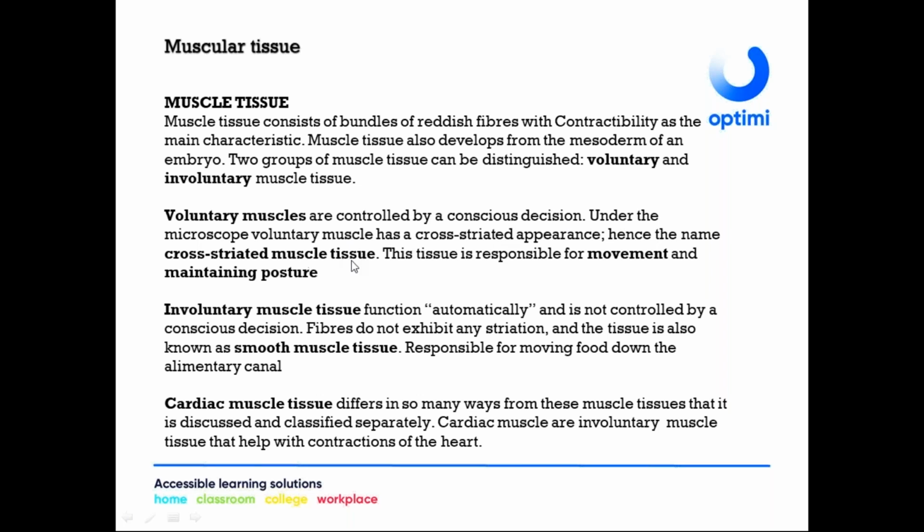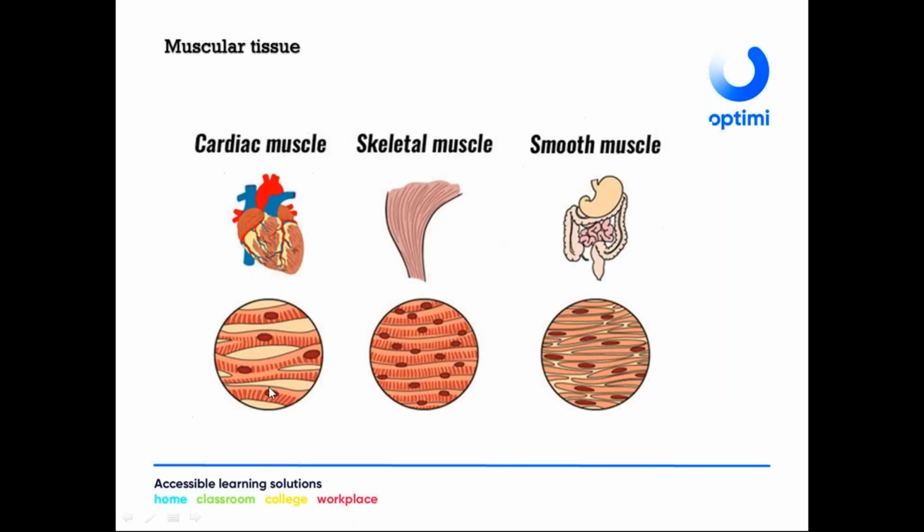Under the microscope, voluntary muscle has a cross-striated appearance, hence the name cross-striated muscle tissue. This tissue is responsible for movement and maintaining posture. Involuntary muscle tissue functions automatically. It cannot be controlled by a conscious decision. This tissue is also known as smooth muscle tissue. It is responsible for moving food down the alimentary canal. As we have seen, this is found in the digestive tract.